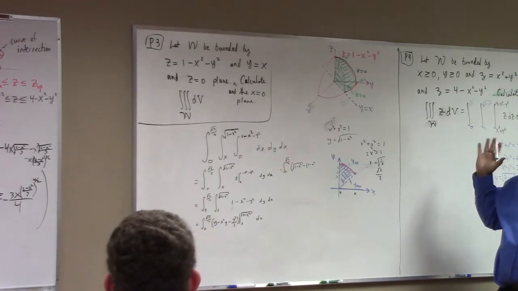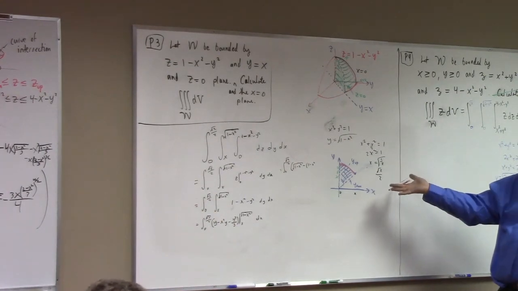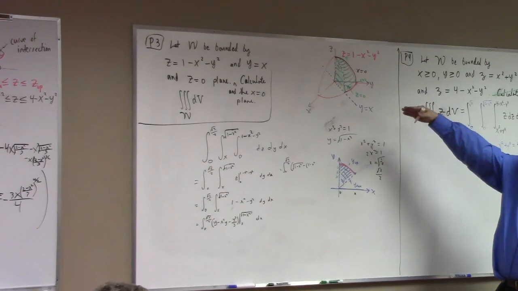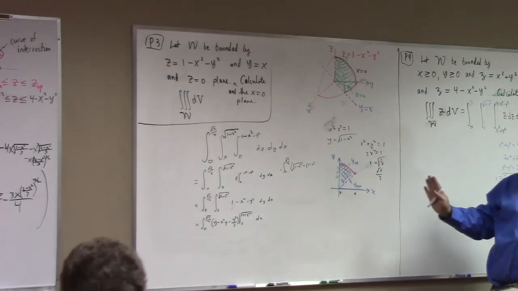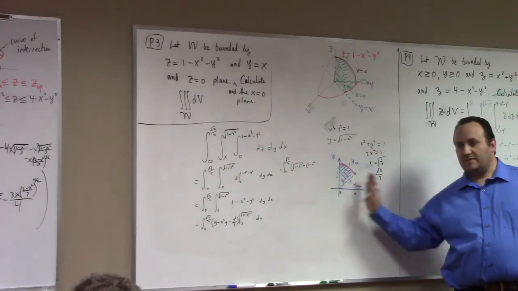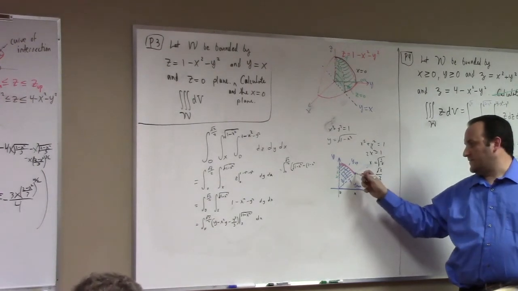So type 2 setup is the right way to go here, right? Because you've got a well-defined upper y, lower y, and x ranges from 0 out to this maximum x. How do you figure out this point of intersection?